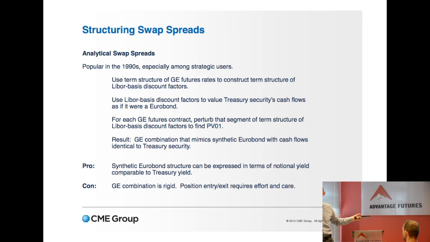You can then use that discount function. It's a LIBOR basis discount function. You can use that to pull to present value any future cash flow you want. And that would include the future coupon payments and principal payments for a treasury note. So you can use this LIBOR reference discount function that you pulled out of the term structure of Eurodollar futures rates and treat the treasury note as if it were a Eurobond.